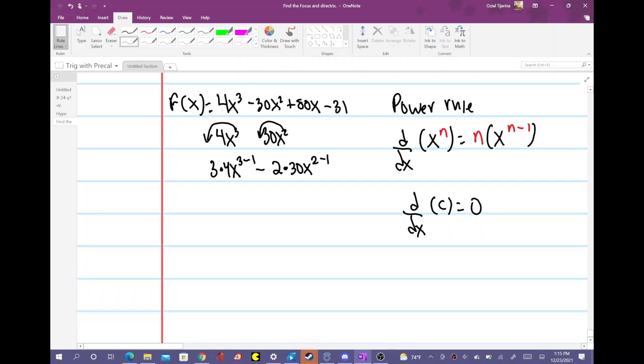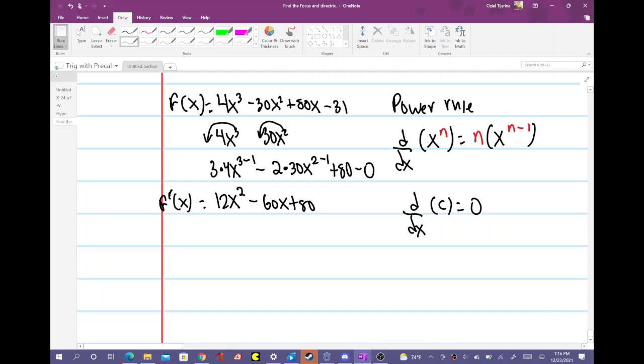The 80x, well, in reality, if you think about derivative, you should think about slope. So what's the slope of 80x? The slope of 80x is just 80, right? And then remember that the derivative of a constant, so negative 31, is going to be 0. So minus 0. Then you simplify it. You're going to say 12x raised to the 3 minus 1, so that's 12x squared minus 60x plus 80.